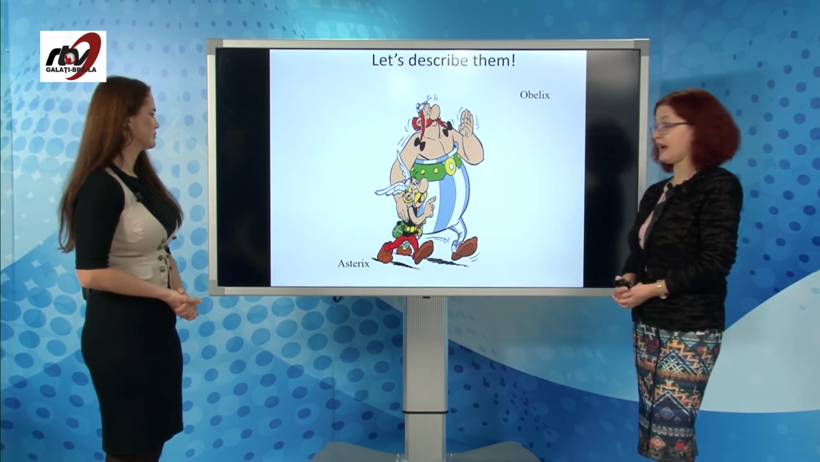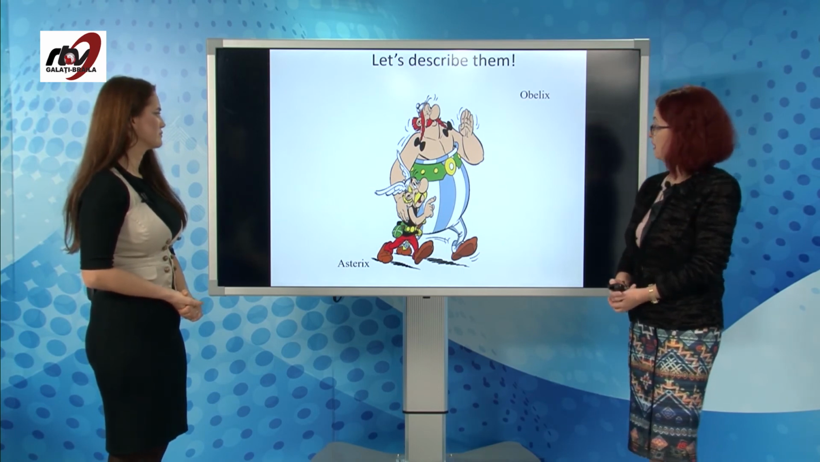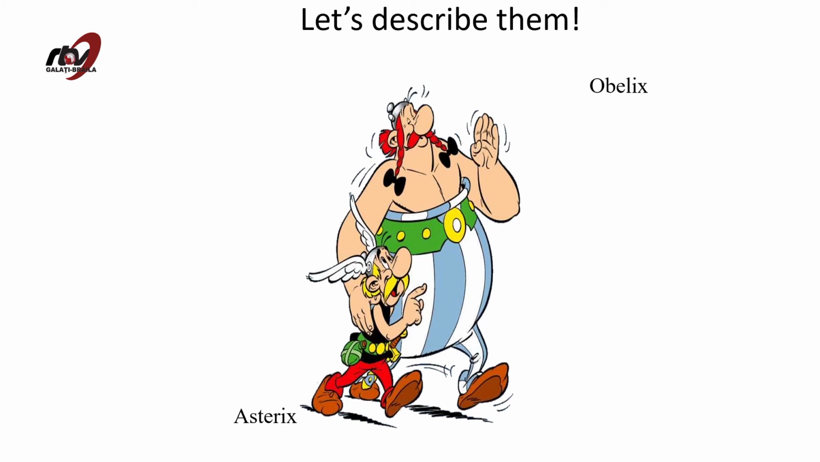Then his best friend, Asterix. Well, he's quite the opposite. He's short, he's thin, he's got a big nose, so they're similar in that. Then he's got blonde hair and a mustache.